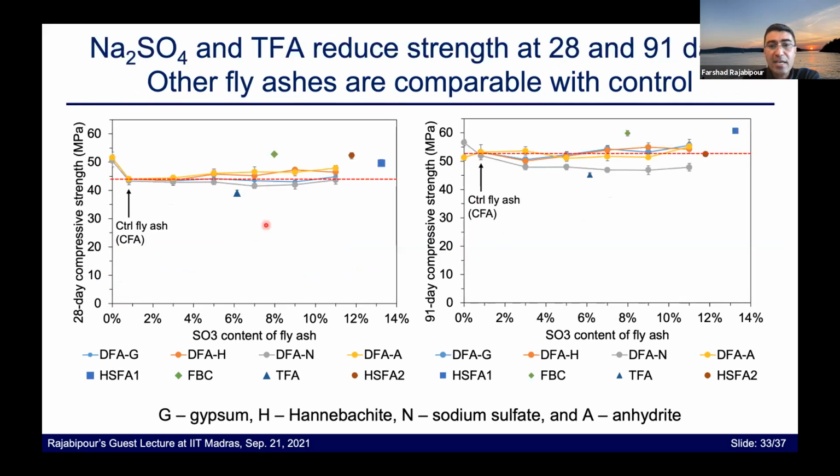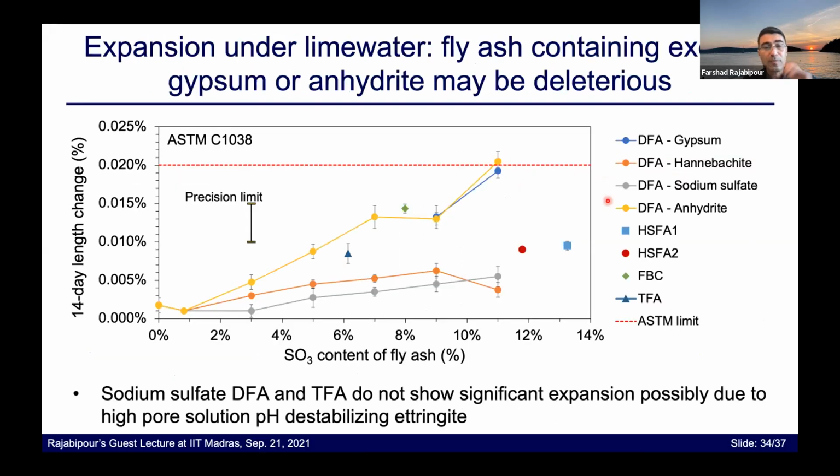Same at 28 days. And at 91 days, we see that we are essentially paying for that additional early strength of the Trona fly ash, or the fly ash with sodium sulfate, by having about 10% or so less strength in the case of that fly ash. Other fly ashes are more or less comparable with control.